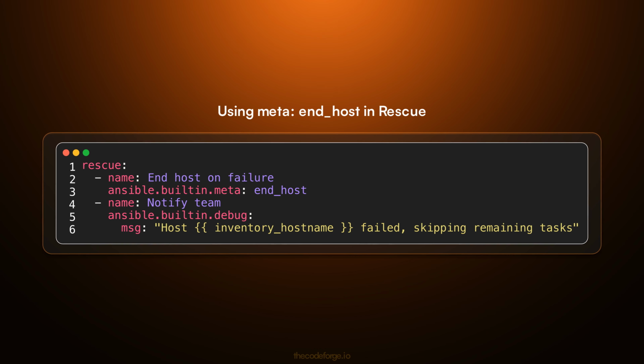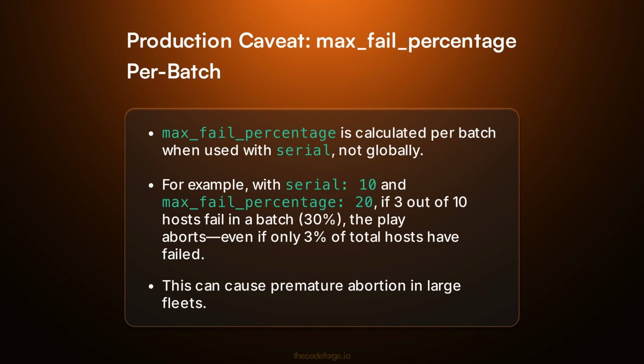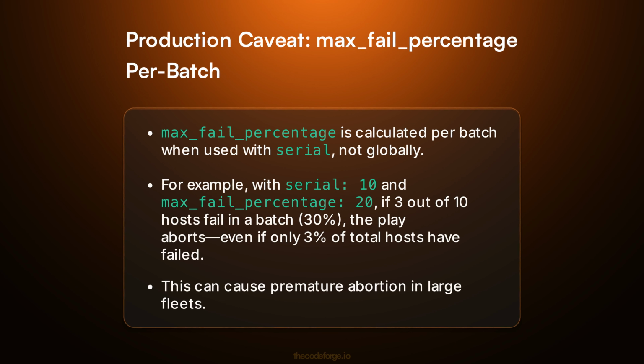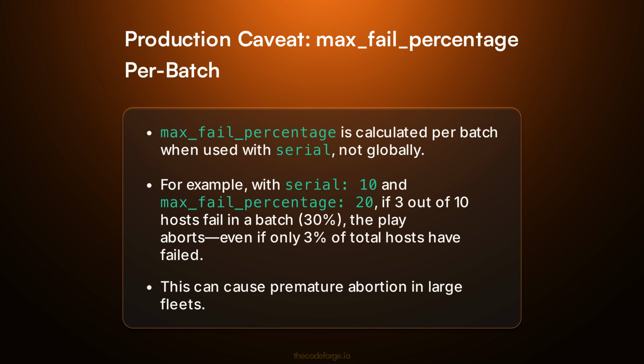Use meta: end_host to stop executing tasks on the current host after a failure, while the play continues on other hosts. max_fail_percentage is calculated per batch when used with serial, not globally. For example, with serial: 10 and max_fail_percentage: 20, if 3 out of 10 hosts fail in a batch, 30%, the play aborts, even if only 3% of total hosts have failed. This can cause premature abortion in large fleets.